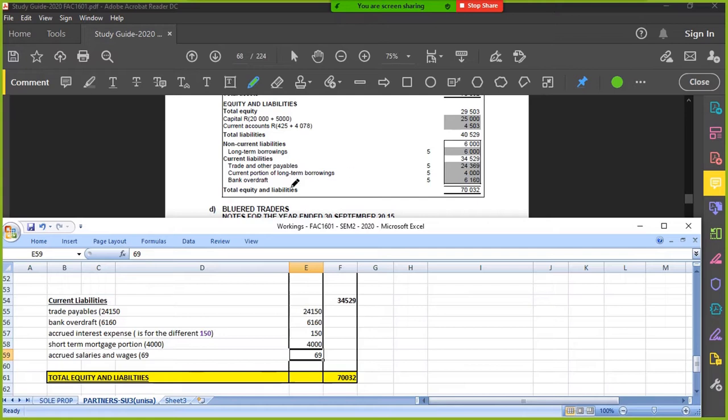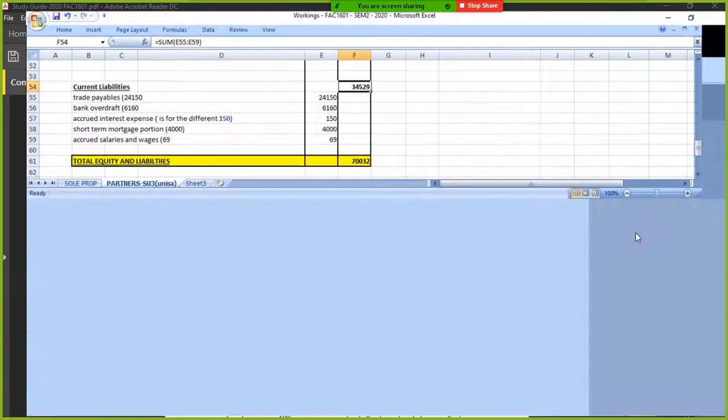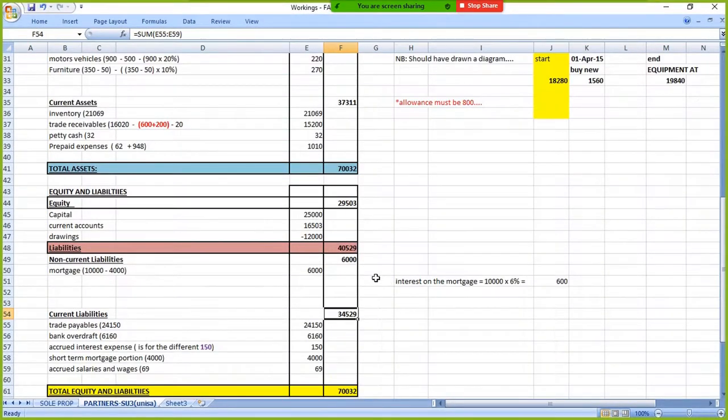Right, the current portion is there, the bank overdraft is there, the total should be fine. Is the total fine? Where's my current liabilities? 34,529, yes, 34,529. Okay, yeah, the balance sheet looks fine. Okay, it was just that slight error with the disclosure here. Okay, yeah, sorry about that.